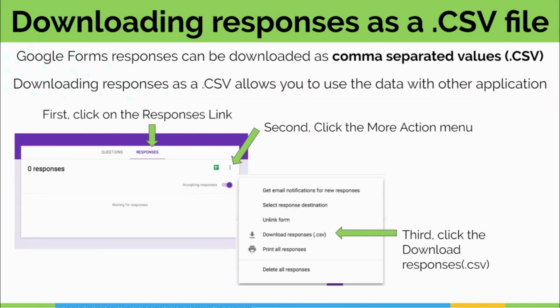Google Forms responses can be downloaded as a comma-separated values file, also known as a CSV file. Downloading responses as a CSV allows you to use the data with applications such as Excel, for example. First, click on the Responses link. Second, click the More Actions button. And third, select Download Responses.